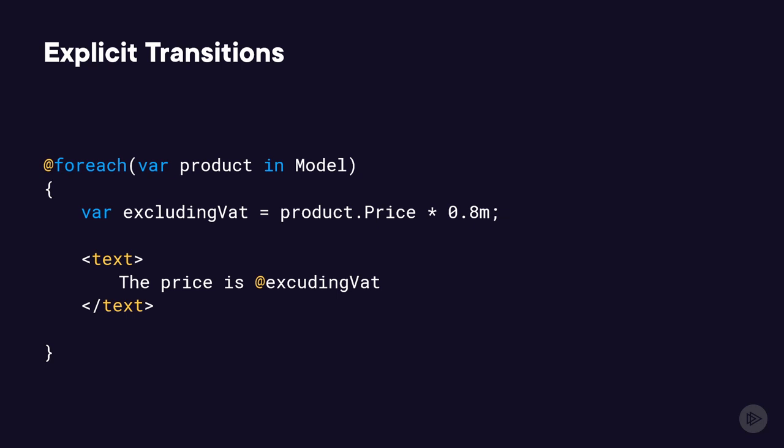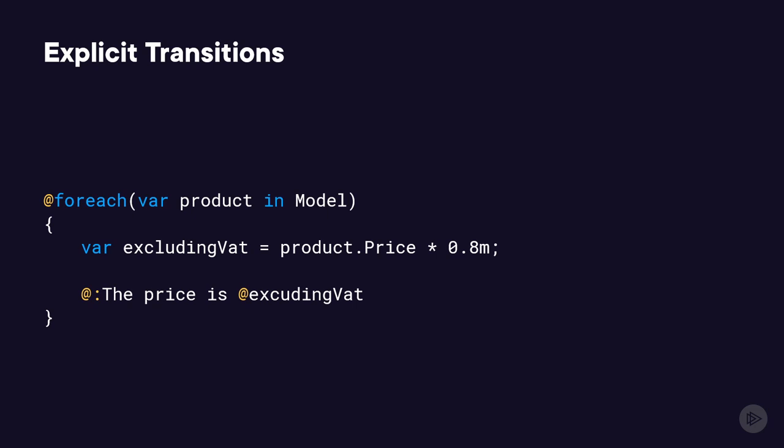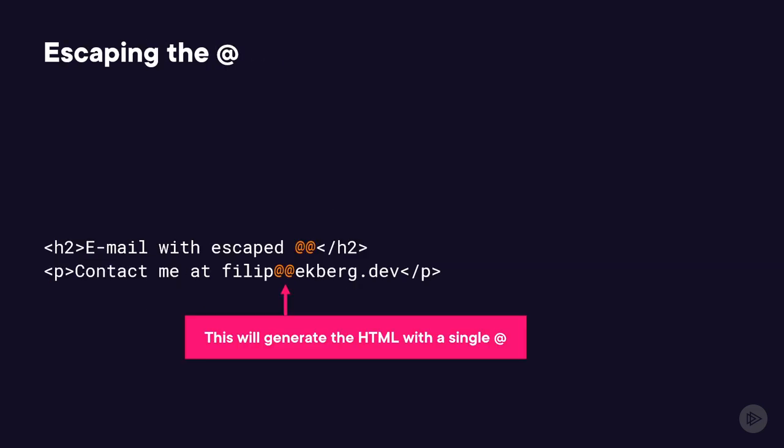There's in fact a shorthand syntax to perform an explicit transition. It's using the @ symbol together with a colon, then followed by the text that you'd like to print out. If you'd like to print out an email address, you'd like to use the @ symbol. But since this is a directive and tells the Razor engine that there's now going to be some C# code, to escape this, we use a double @. This would allow you to then print the @ symbol out to your HTTP response.